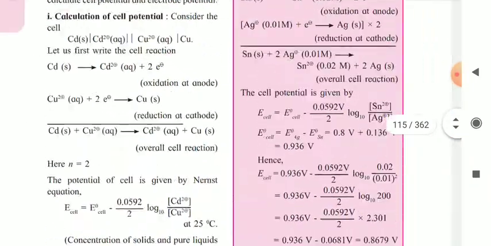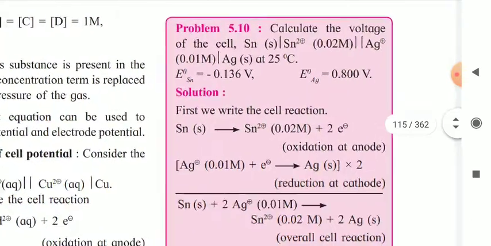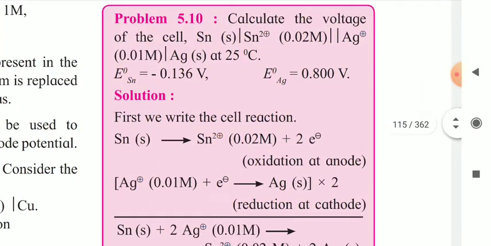Students, there are many problems based on the calculation of voltage or the EMF of the cell. Instead of voltage, sometimes they will ask the question like calculate the EMF of the cell. Here the cell provided is the tin half cell and the silver half cell. The EMF is provided for each electrode, that is tin as well as silver, and we have to find the voltage or the EMF of the cell.